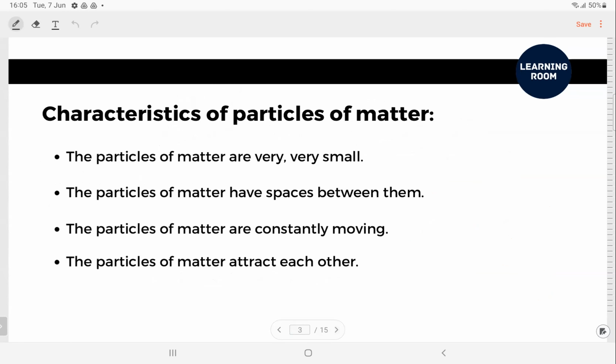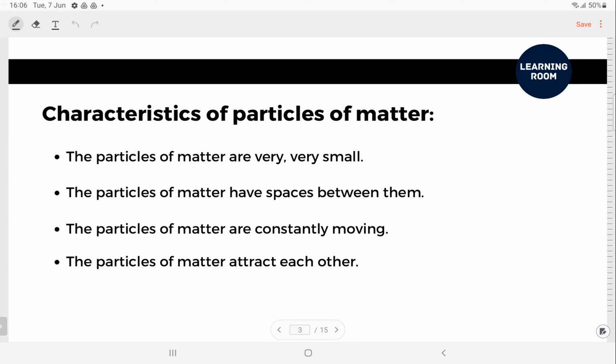Characteristics of particles of matter. According to your syllabus, what do you know about the characteristics of particles of matter? How do you say particles are very, very small? Because we can't see them with the naked eye. What do you mean by atom? It's very, very minute. You can't even see it with the naked eye.